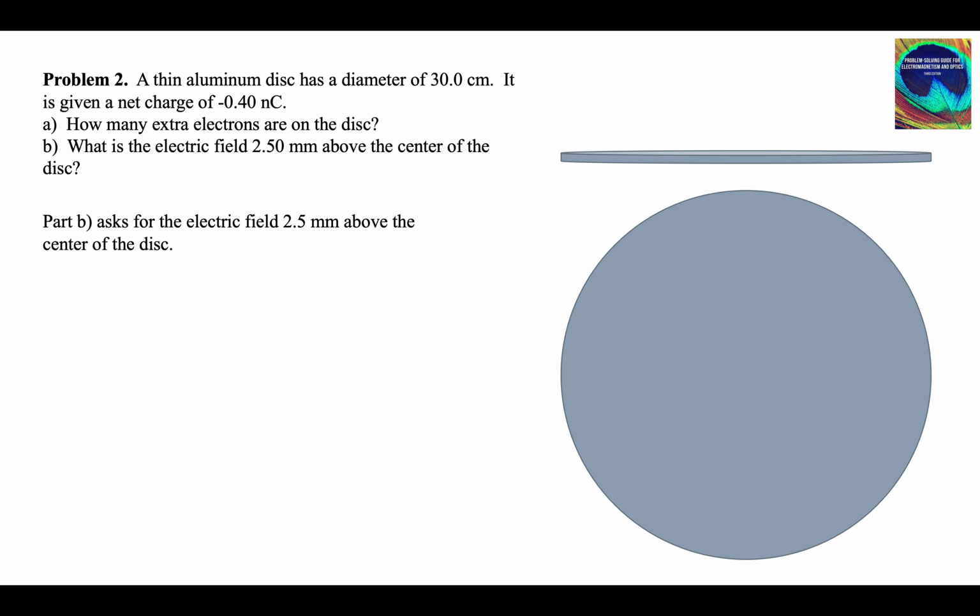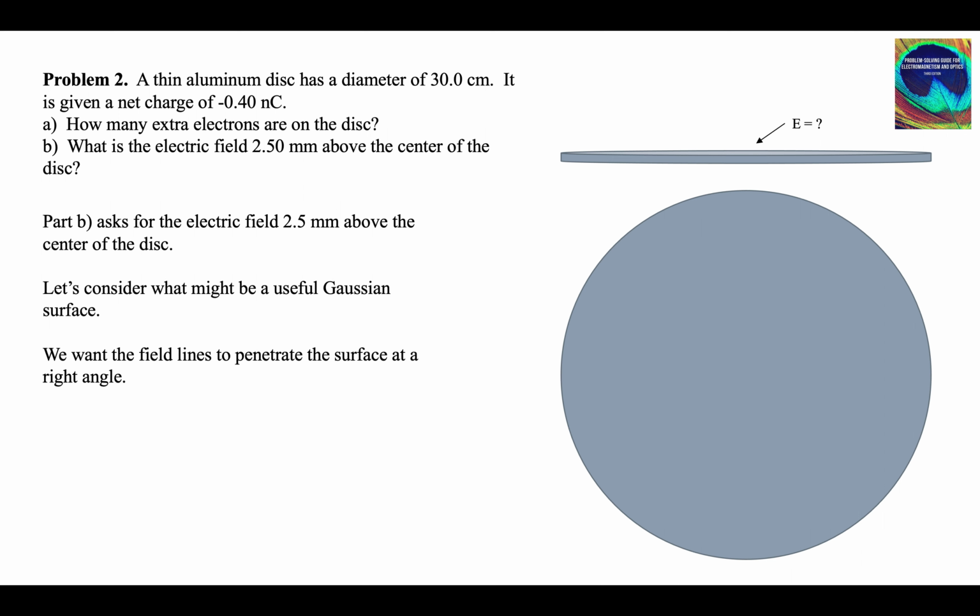That's part A. Part B asks for the electric field 2.5 millimeters above the center of the disk. Right here, center of the disk, 2.5 millimeters above that point, somewhere right about there. So we have to consider a useful Gaussian surface. We want the field lines penetrating at a right angle or not at all, matching the geometry of the problem and putting the Gaussian surface through the point where we want to measure the field.